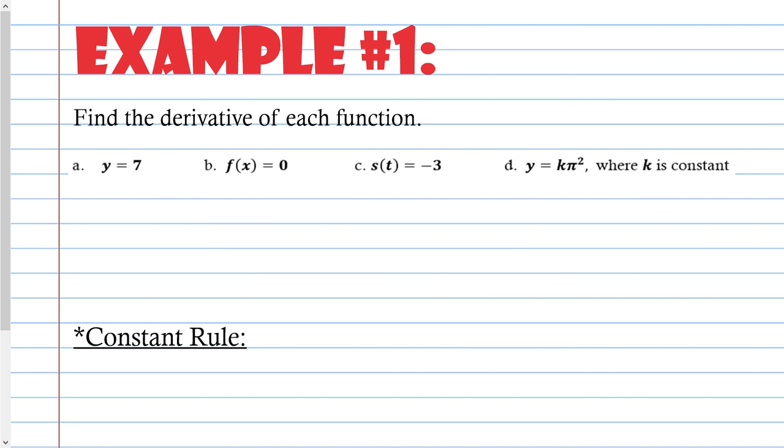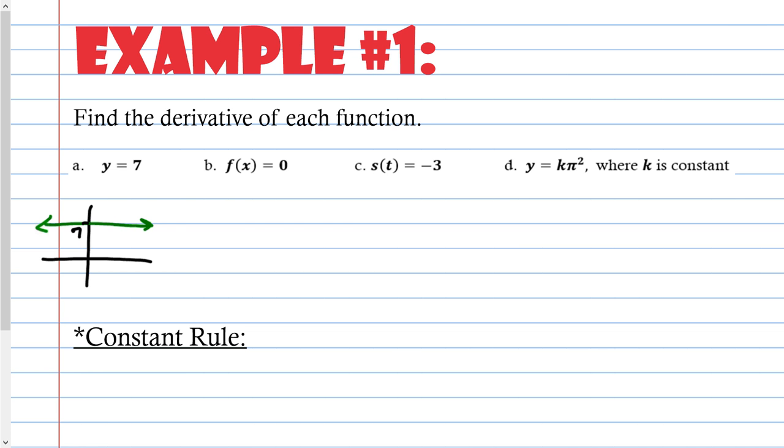So now we get to go ahead and start using some of the shortcuts. We're going to start off with the most basic of all the rules, and we're actually going to do it first before I tell you what the rule is. So find the derivative of each function. For a, we're finding the derivative of the function y equals 7. Well, I want to very quickly graph this. So there's the graph of y equals 7. It's just a horizontal line at y equals 7.